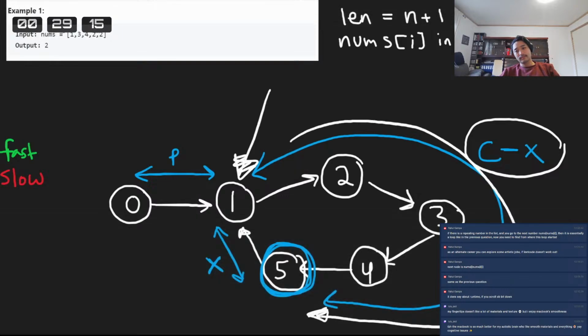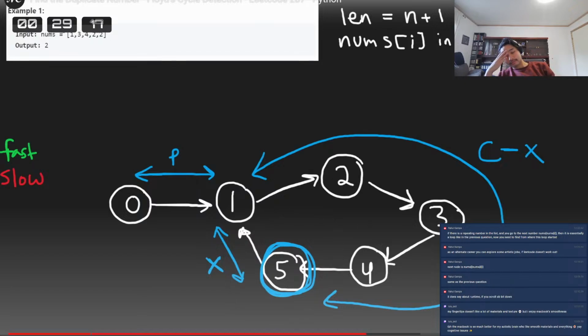x portion to get to the intersection point, right? We don't know where the intersection is. Obviously, I drew it over here. It could be anywhere. So let's write that mathematical equation out.